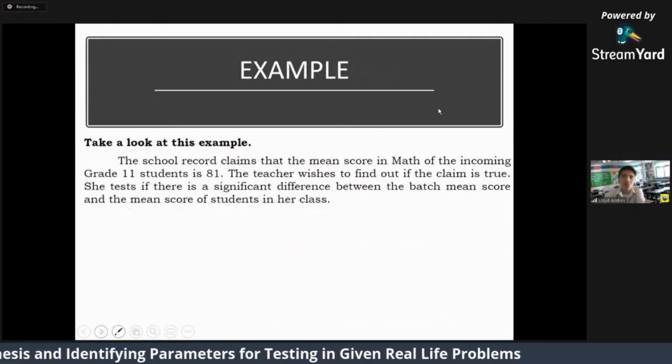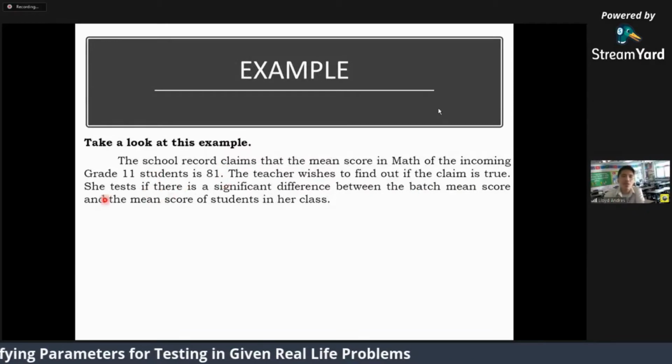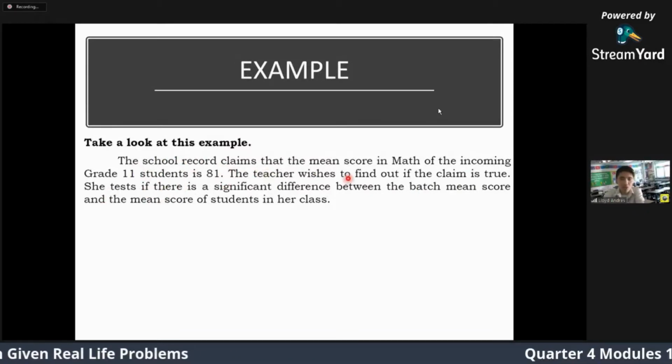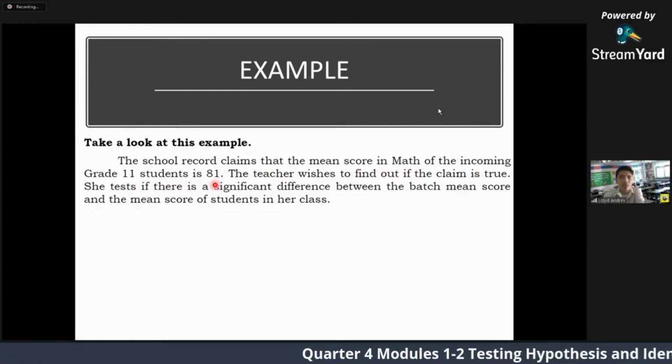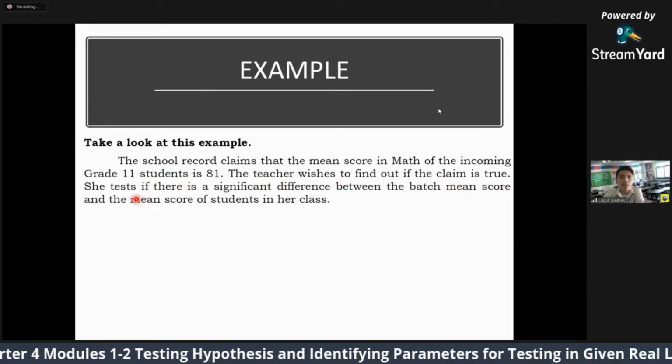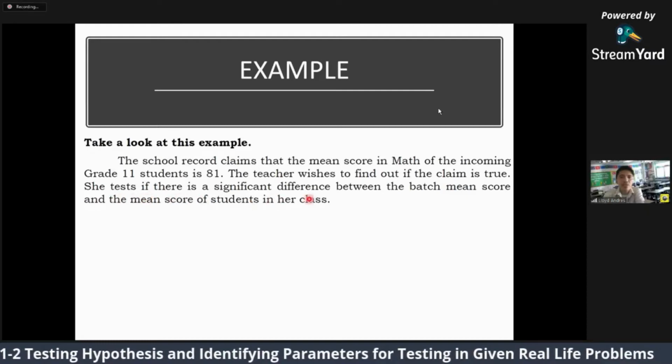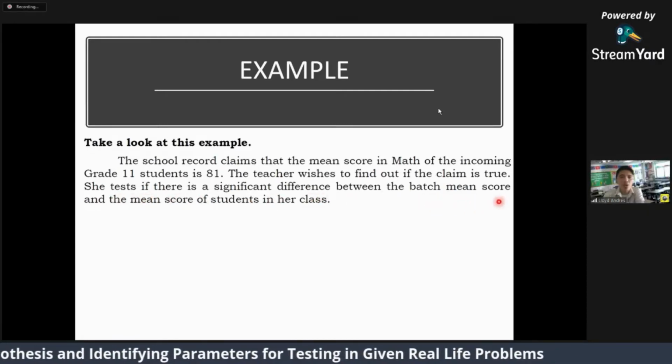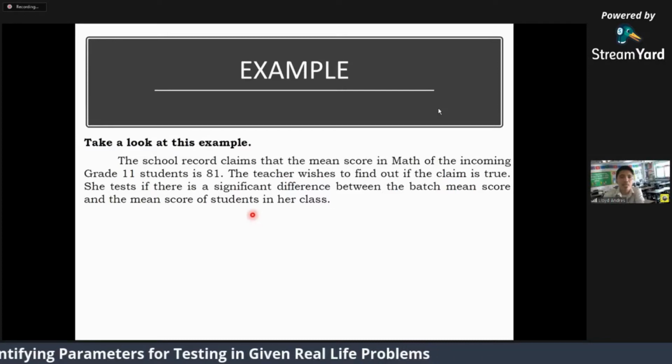So, examples. Let's take a look at this example. The school record claims that the mean score in math of incoming grade 11 students is 81. The teacher wishes to find out if the claim is true. She tests if there is a significant difference between the batch mean score and the mean of the students in her class.